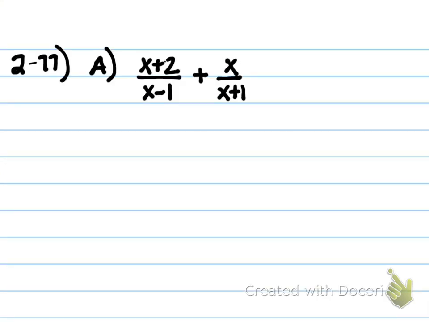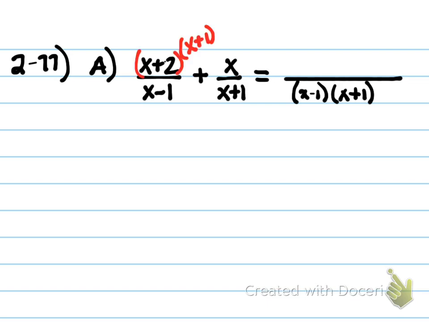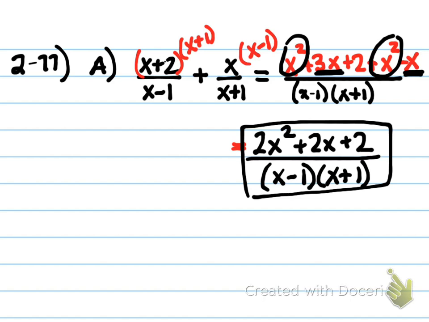So on 277, we need a common denominator, so x minus 1, x plus 1. Going to multiply the top one by x plus 1, the other one by x minus 1. Now I'm just multiplying it out, and then I'm going to start by combining like terms when I'm done, and we get 2x squared plus 2x plus 2 over that common denominator.